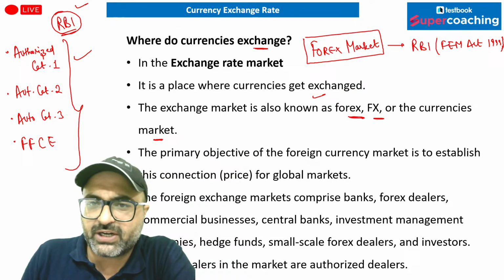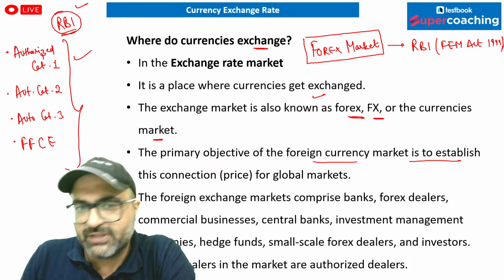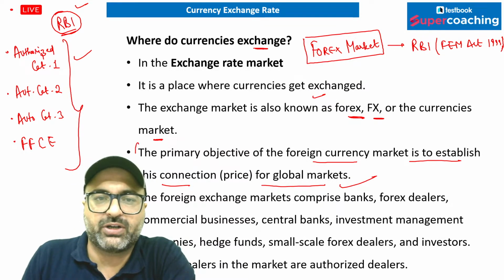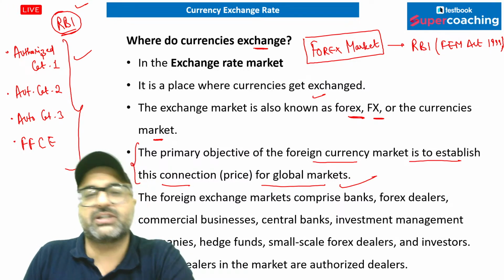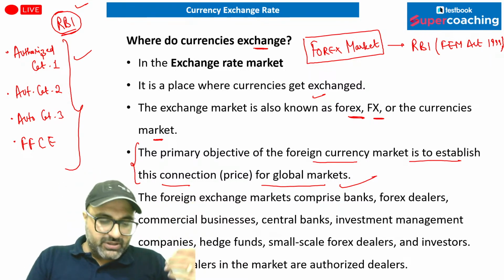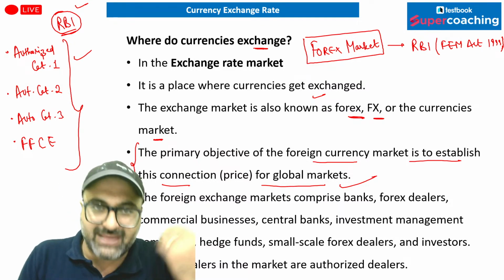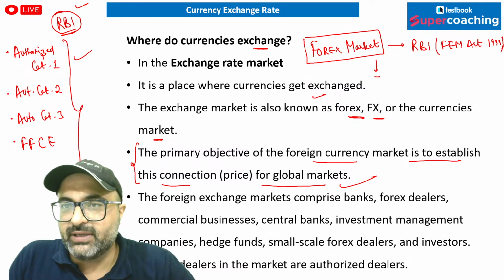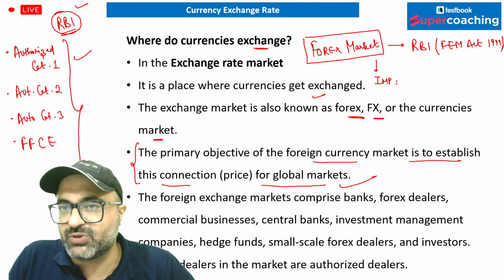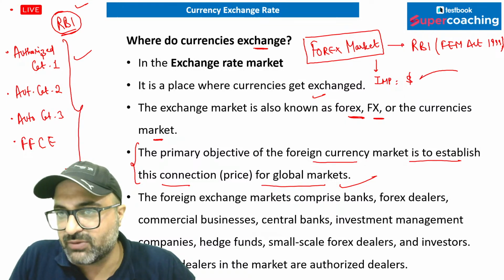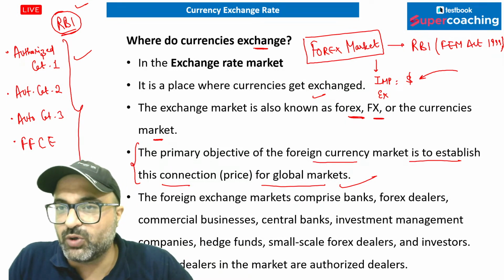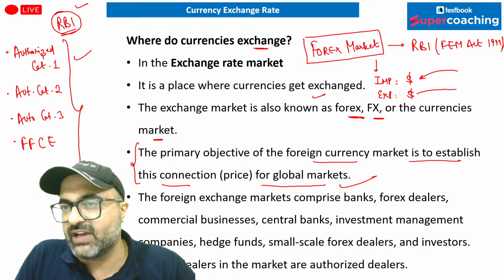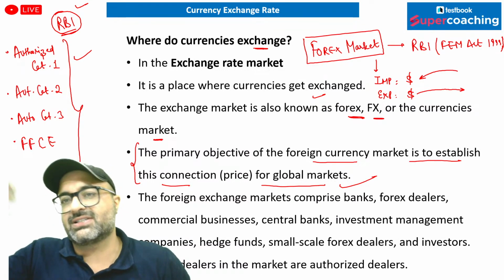The primary objective of the foreign currency market is to establish this connection for global markets. This is very important. Why we are establishing these kind of markets? Because if we are establishing these kind of markets, then only Indian importers, they get access to dollars so that they can purchase from outside country, or Indian exporters, they can exchange dollars against rupees which they have received against selling goods and services outside the country.